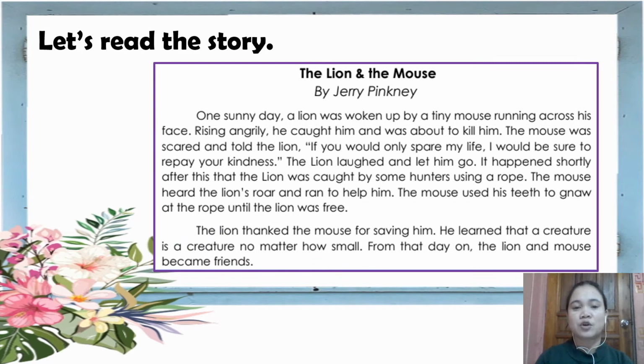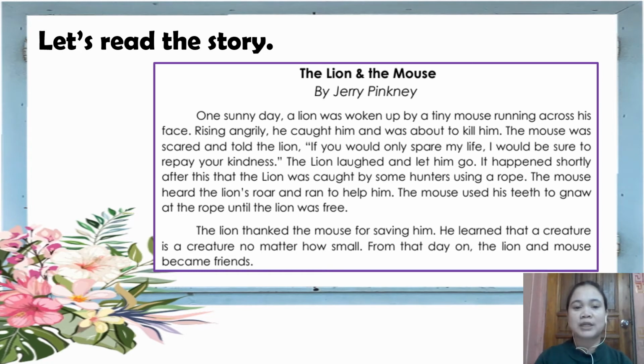The title of the story is The Lion and the Mouse by Jerry Pinkney. One sunny day, a lion was woken up by a tiny mouse running across his face. Rising angrily, he caught him and was about to kill him. The mouse was scared and told the lion, "If you would only spare my life, I would be sure to repay your kindness." The lion laughed and let him go.